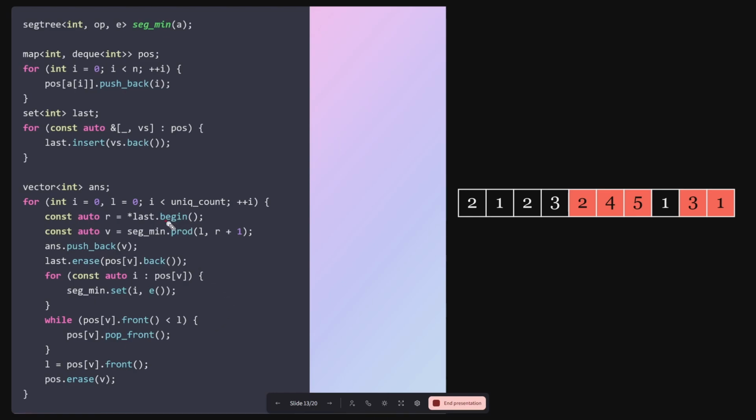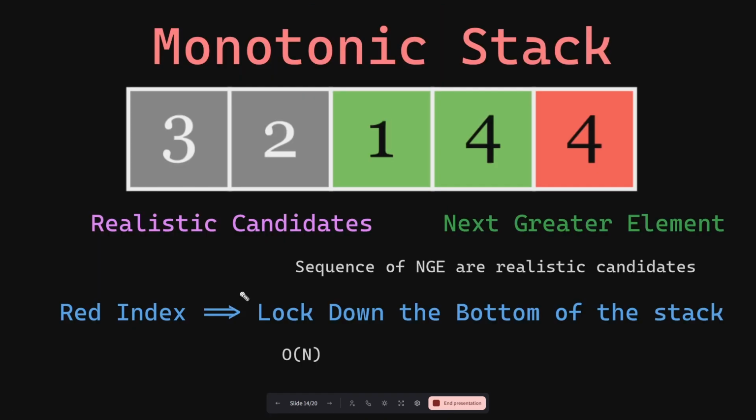And we repeat this for all the red indices. Now, would you be surprised if I told you that this problem has a very simple O(n) solution using monotonic stacks, and it is in fact connected to the problem of finding the next greater element, which you might have already solved in the past. Take a minute to pause this video and think about how you would incorporate monotonic stacks to solve this problem in O(n).